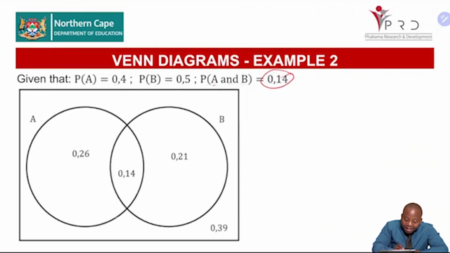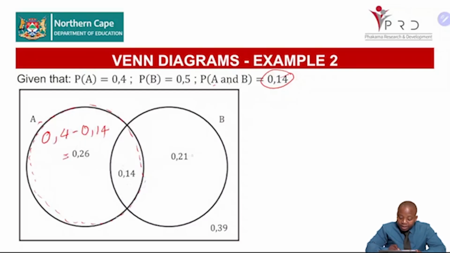Right. Probability of A only. The total for A was 0.4. So we take 0.4 and subtract the intersection, which is 0.14. To get this 0.26, we said 0.4 minus the intersection, which is 0.14. Then for this one again, we said 0.5, because 0.5 is the total, subtracting 0.14, which is our intersection here. To get B only, we get 0.21 in that case.